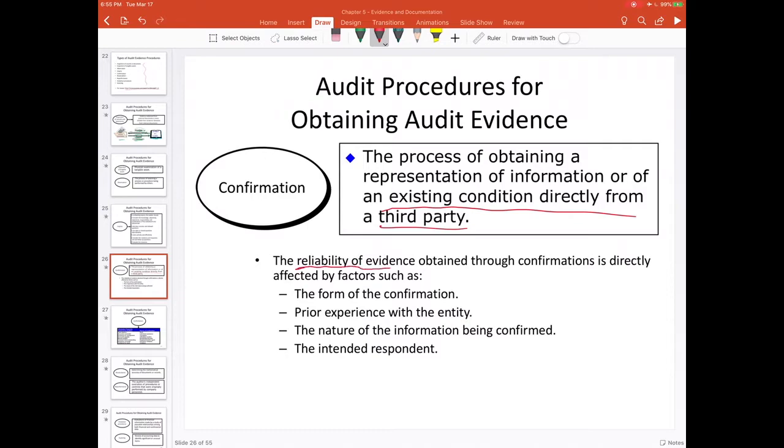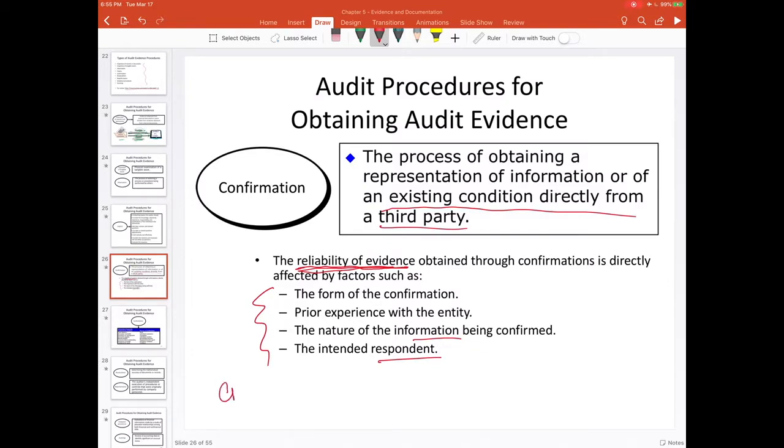And we talked about this idea earlier that not all confirmations are created equal. Some confirmations are more reliable than others. And the reliability of a confirmation can be impacted by a few different things: the type of respondent, the type of information, your prior experience. So let's talk about a couple examples as to how this would vary.